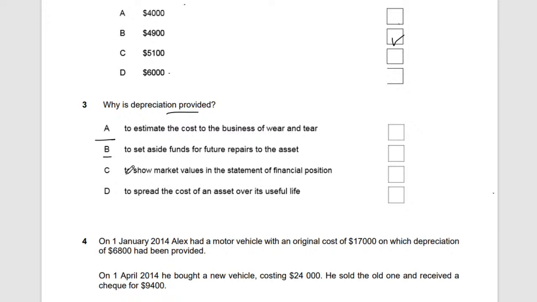C, to show market values in the statement of financial position. Wrong. I have doubt. D, to spread the cost of an asset over its useful life. So this one seems to be correct. So the answer is D, to spread the cost of an asset over its useful life.